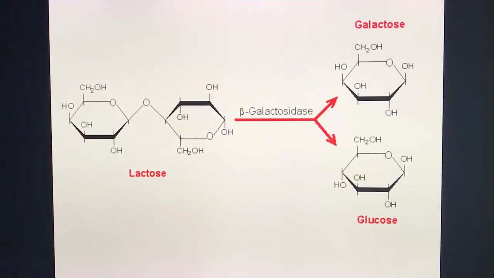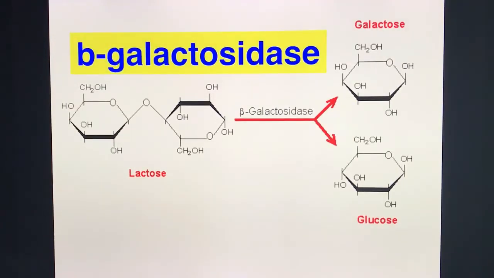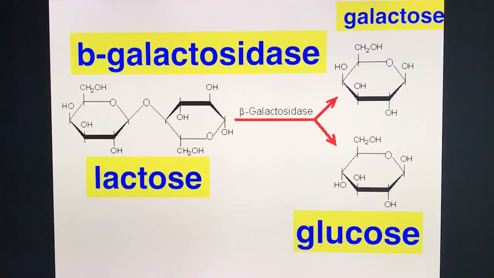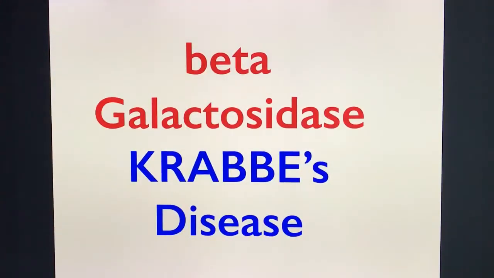Now let's pay attention to this pathway. So let's start off with lactose. Lactose is a disaccharide that will be converted into glucose and galactose through the action of the enzyme beta-galactosidase. So lactose will be broken down to yield galactose and glucose, and the enzyme that catalyzes this reaction is beta-galactosidase. Now your clinical pearl: beta-galactosidase deficiency is seen in patients with Krabbe disease.